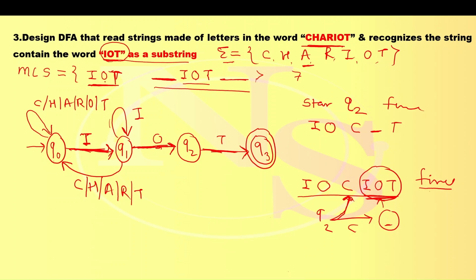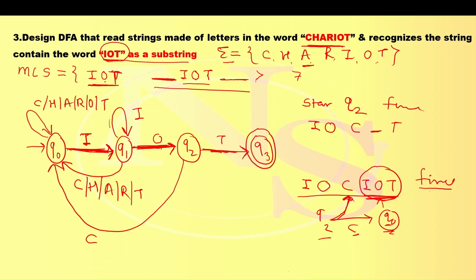But remember, self loop means what? May or may not come, 0 or many times. That is not the sure path. From Q0 we have the sure path, IOT. So this other state is nothing but the Q0. So transition from Q2 for symbol C will go to Q0. I am writing that one here like this, for symbol C. And from the Q0 there is a path for IOT.